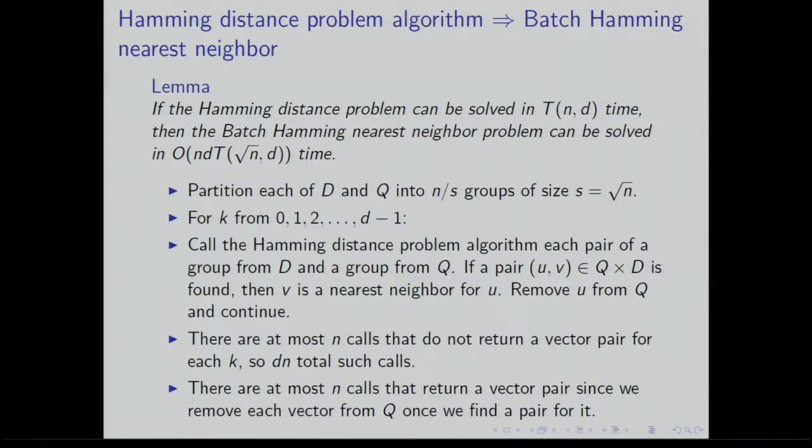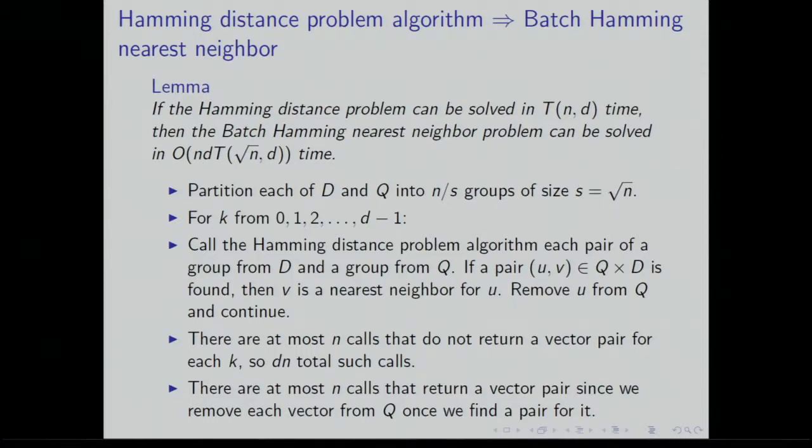And then for each of these group pairs, if we find a pair of a vector u and a vector v that has Hamming distance k, then that means v is a nearest neighbor for u. So we can remove u, say the answer for that one is k, and continue. We'll even repeat on that group again. And if the call on that group says none of them have distance k, we just continue to the next group. Whenever we call this for the correct k on the group containing the two vectors that actually have the smallest Hamming distance, we should find the correct pair for our vector u.